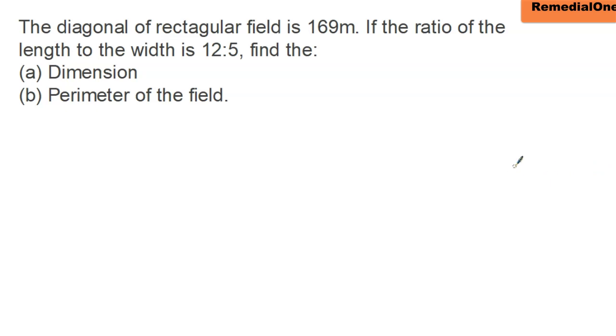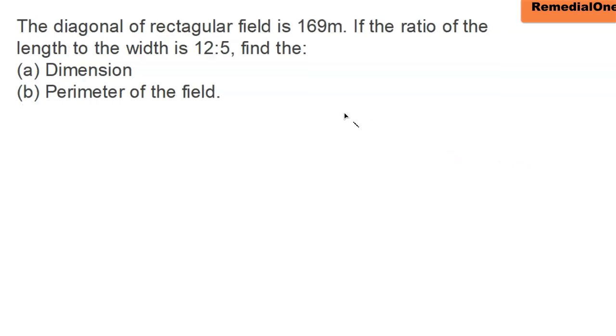The diagonal of a rectangular field is 169, and the ratio of the length to the width is 12:5. Find the dimensions and then the perimeter of the field. So first of all, go ahead and sketch. Sketch your rectangular shape, and then let's get our diagonal.